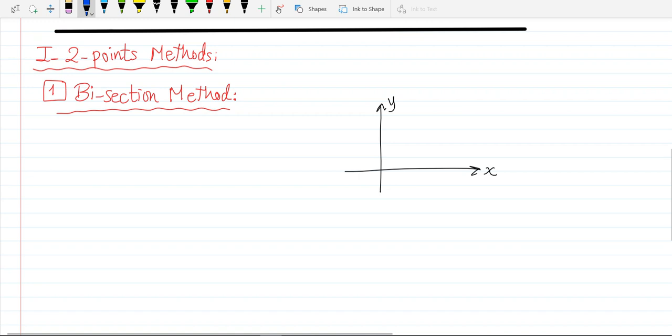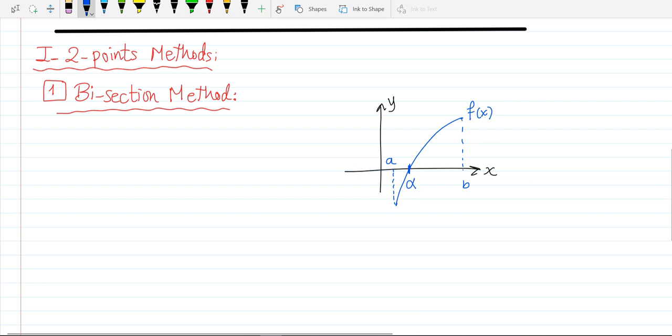Let's start our first method, which is the bisection method. Let me explain to you how to represent the solution graphically. For example, if you have function f of x like this, and for sure you know that this is the root, which is alpha, for example. And this function is continuous on interval A and B.